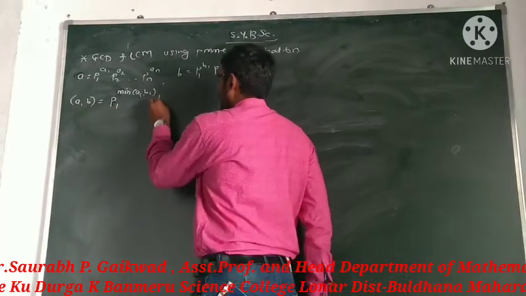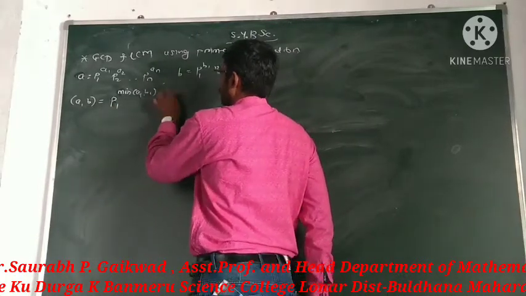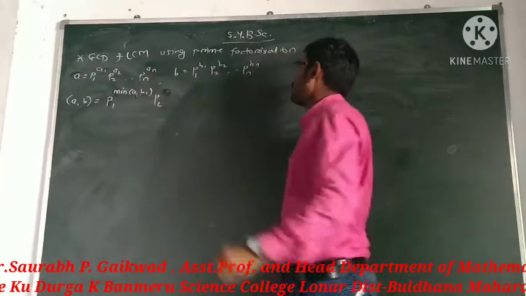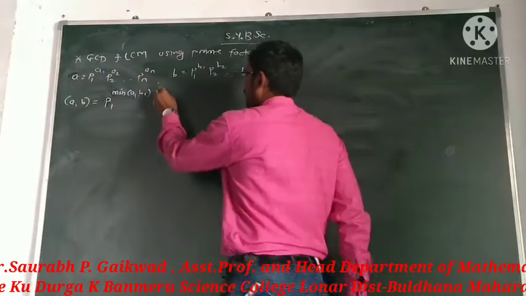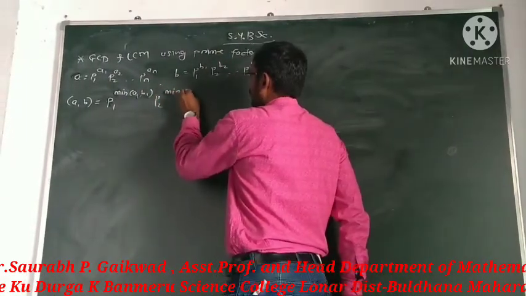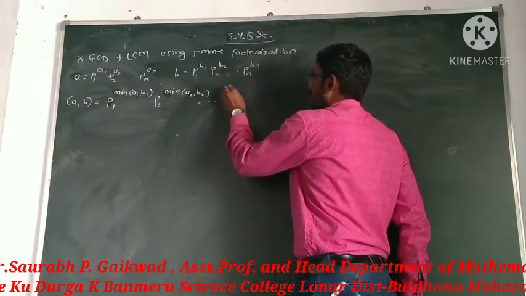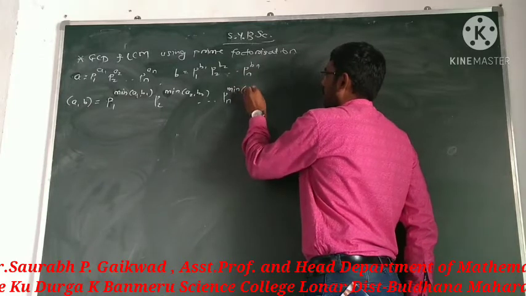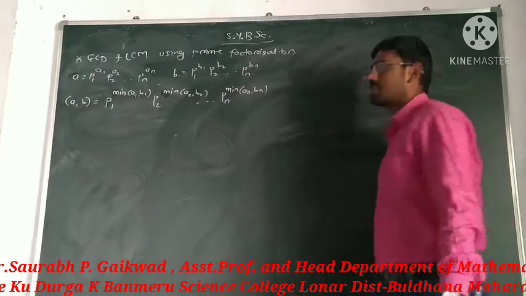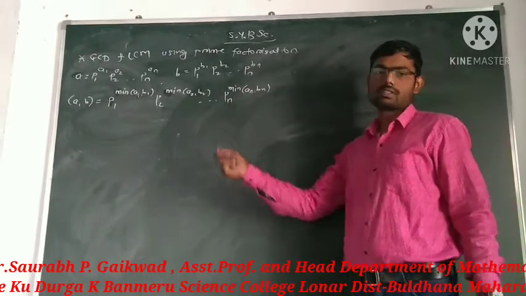Similarly, take P2 raised to power, here the power of P2 is A2, here the power of P2 is B2. So take the minimum of A2, B2. Continuing this way, Pn raised to power minimum of An, Bn. This is the GCD of two numbers.